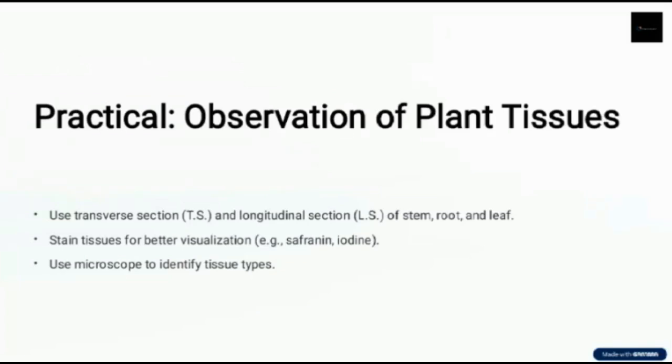So here is a practical work that you can do alongside the theory. Please, you can do this practical if your school has the facility. Use a transverse section and a longitudinal section of a stem. You get a stem, you cut it, stem, root, and leaf. Now, you stain them using safranin or iodine. It should just enable you to view it properly in your microscope. Now, use a microscope and identify all these things we have been saying. So if your school has the facility and they are willing to let you use it, you can run this practical.